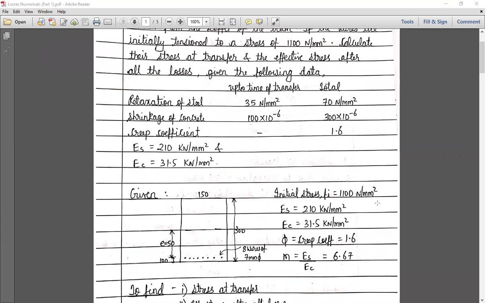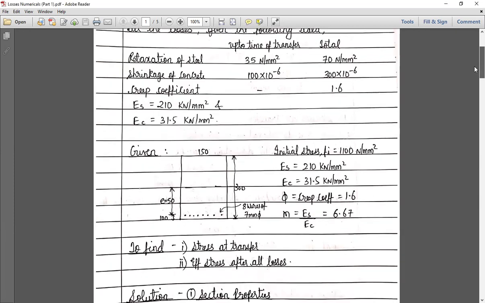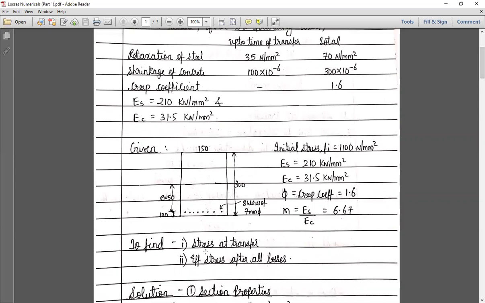Okay, so I hope now what is the given data, let us just go through. So initial stress is given to us. Initial stress is denoted by Fi. It is given to us 1100. Modulus of elasticity of steel is given, concrete is given, and creep coefficient is given. Okay, phi, and modular ratio you can find out, Es upon Ec. Now let us see what we have to find out. So we have to find out stress at transfer and effective stress after all losses.